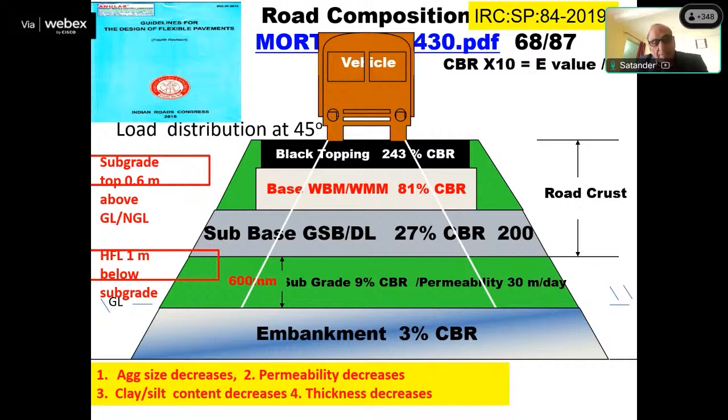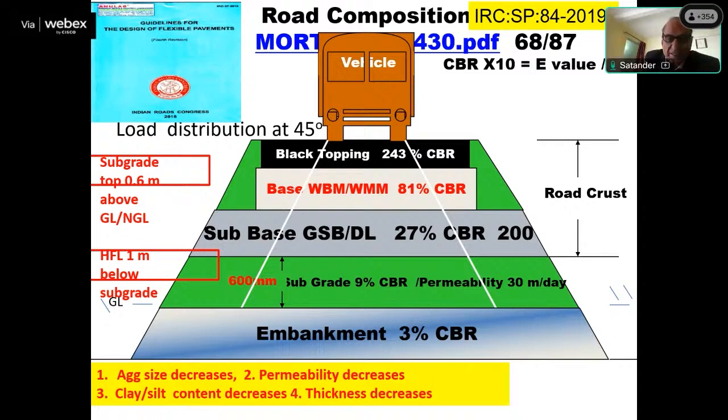Second thing, top of the subgrade shall be 0.5 or 0.6 meter above the OGL, original ground level or natural ground level, you can say. Top of the subgrade shall be that, and if not possible, then other parameters. If you go from bottom to top, the strength should uniformly increase 2 times or 3 times.